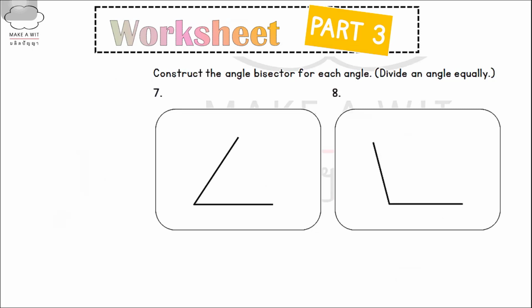Alright, the next part is to construct the angle bisector for each angle. So that means divide an angle equally. Again, start from the vertex. Make a cut to both rays or adjacent sides and then try to find the bisector by cutting in the middle. Okay, find the midpoint.